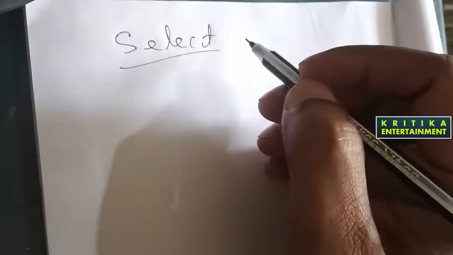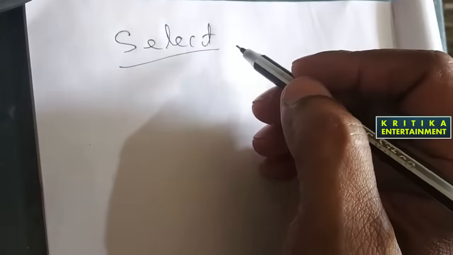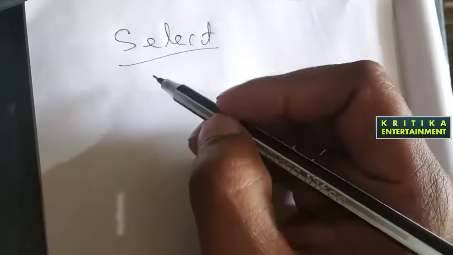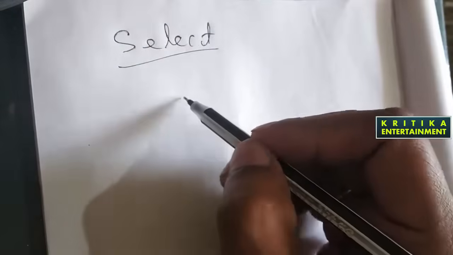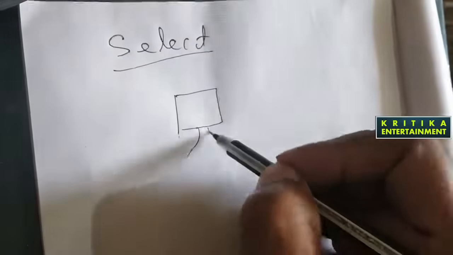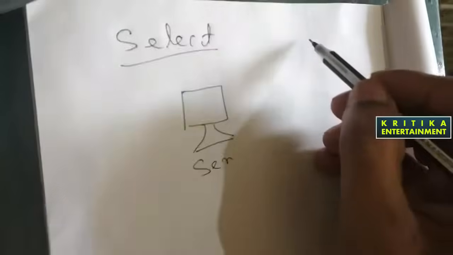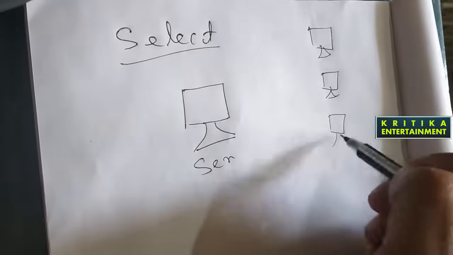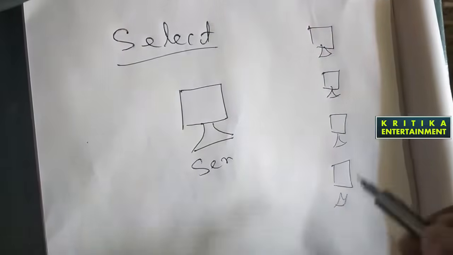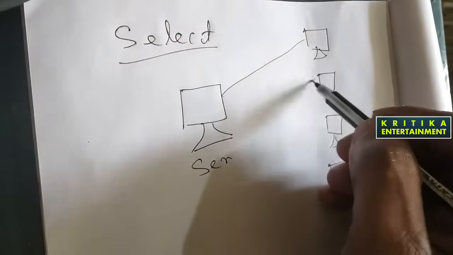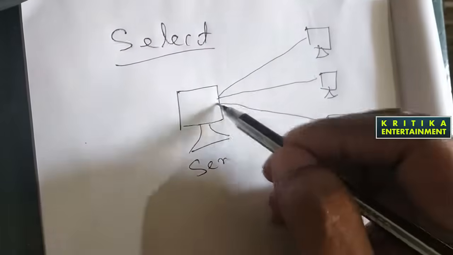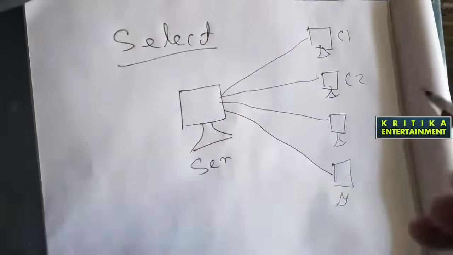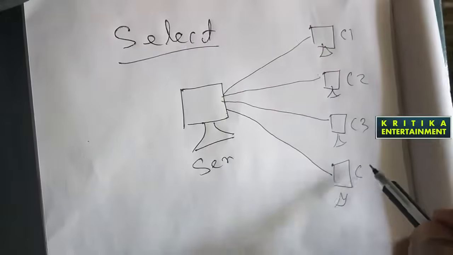Here I want to give you a brief discussion about select. Suppose there is one server, and there are multiple clients. They want to connect to the server simultaneously. This is client 1, this is client 2, this is client 3, this is client 4.